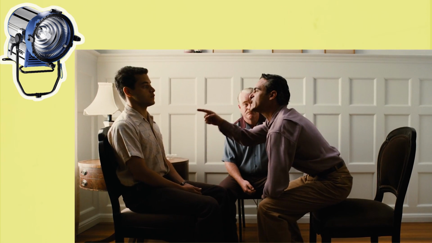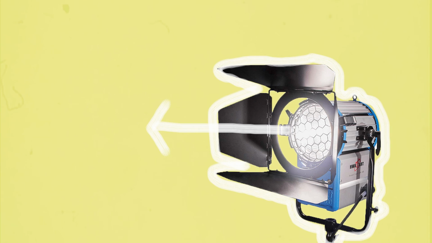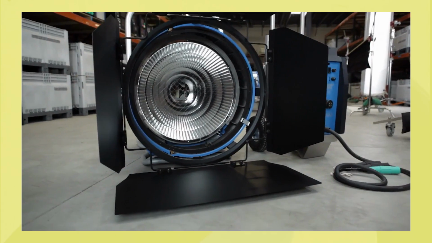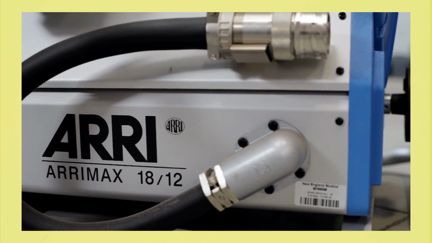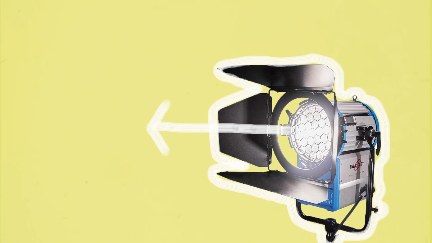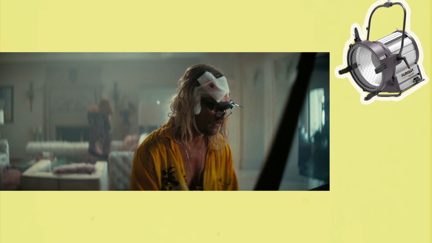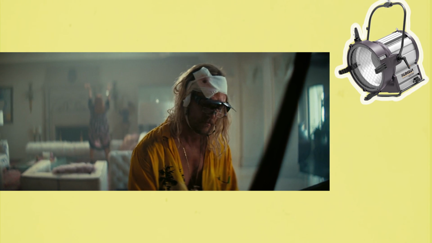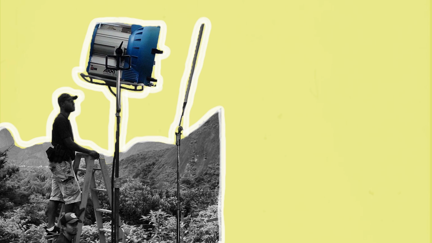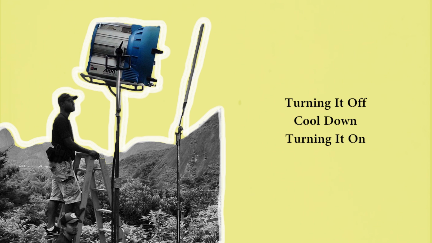and come to temperature. They are designed to run for longer periods of time, and it is bad practice to frequently turn HMIs on and off in a short period of time without waiting for the bulb to cool down. As these lights need to be turned off before they are moved around, it's important that DPs are sure of the position of the light before it's turned on, as moving an HMI to a different position requires turning it off and letting it cool down before it can be turned back on again.